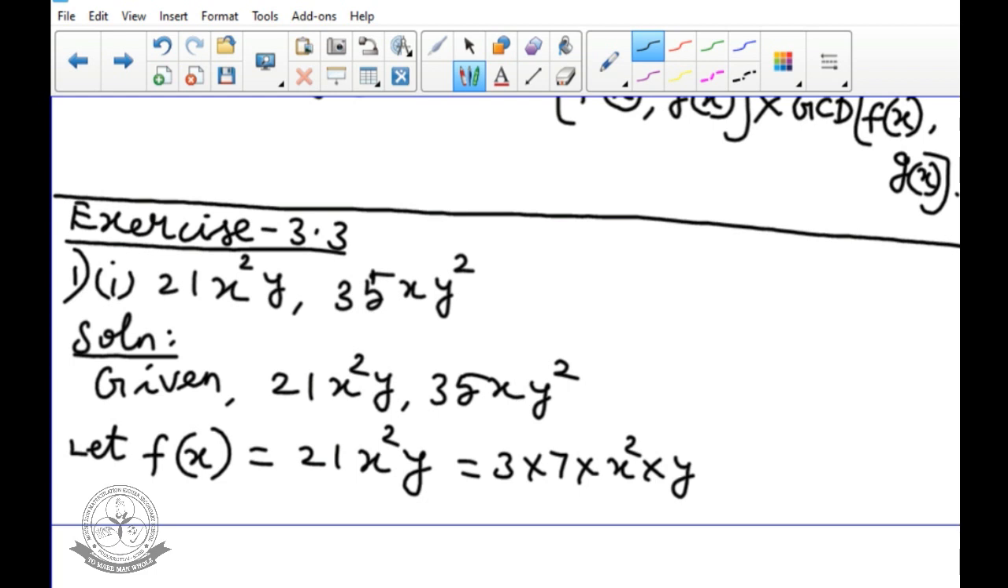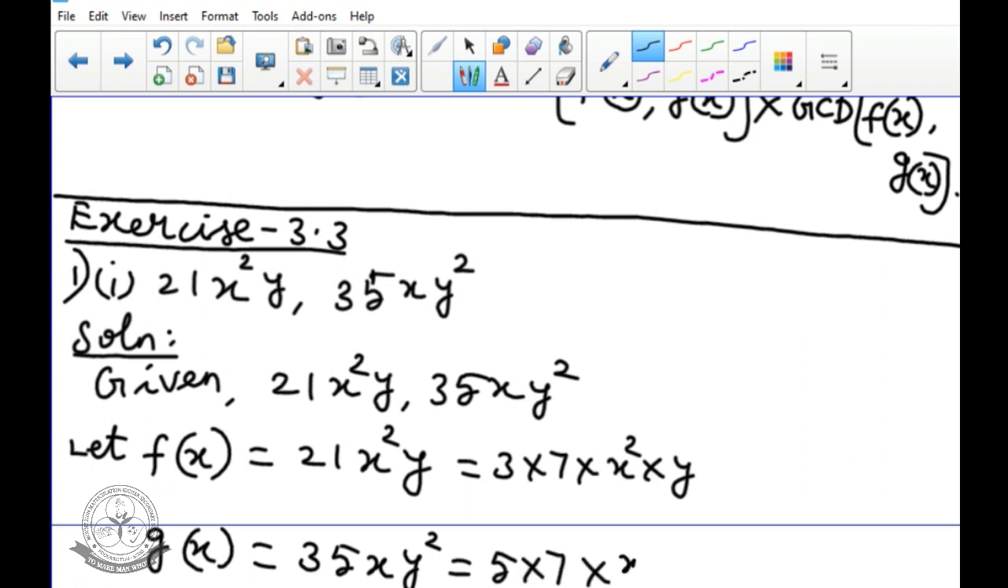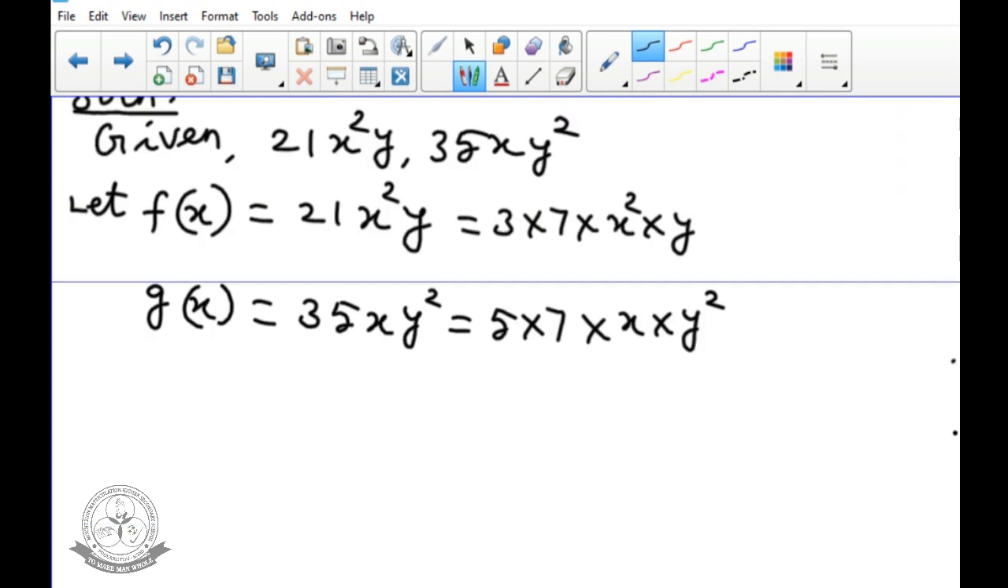The second expression we have to call g of x. g of x is 35 x y squared. 35 x y squared we have to write like this, into the factors: 5 into 7 into x into y squared. First you have to write the given terms into factors. So f of x and g of x.